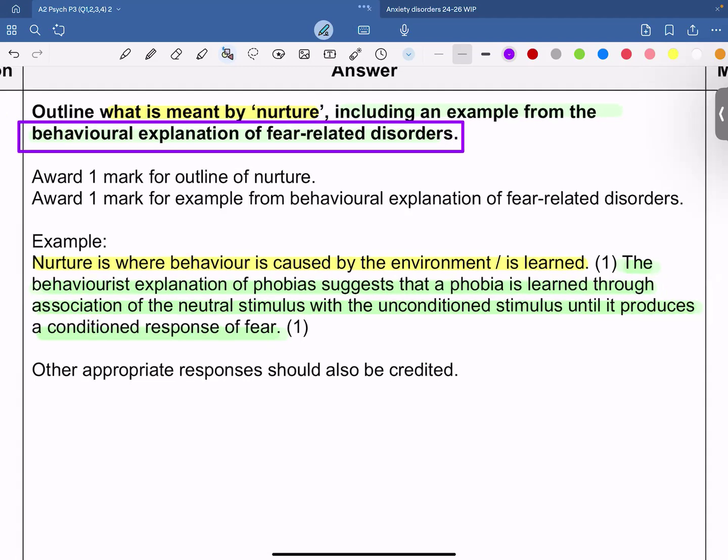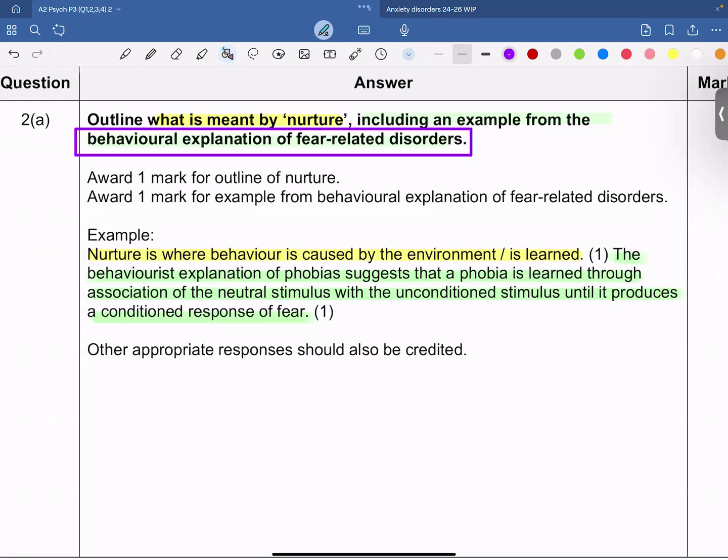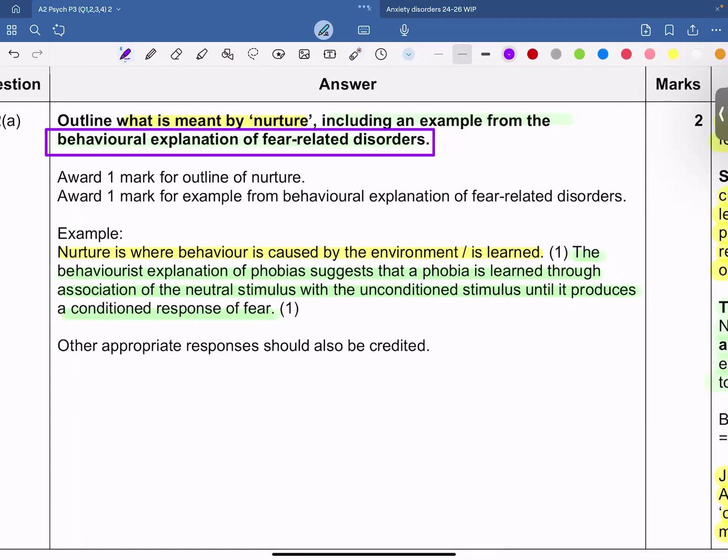This is question number 2A from paper 3A2 psychology, the clinical psychology section. The question reads: outline what is meant by nurture, including an example from the behavioral explanation for fear-related disorders. Because this is a 2-mark question, for the first mark you'd be expected to outline what nurture is, and for the second mark, to give an example through the behavioral explanation of fear-related disorders.